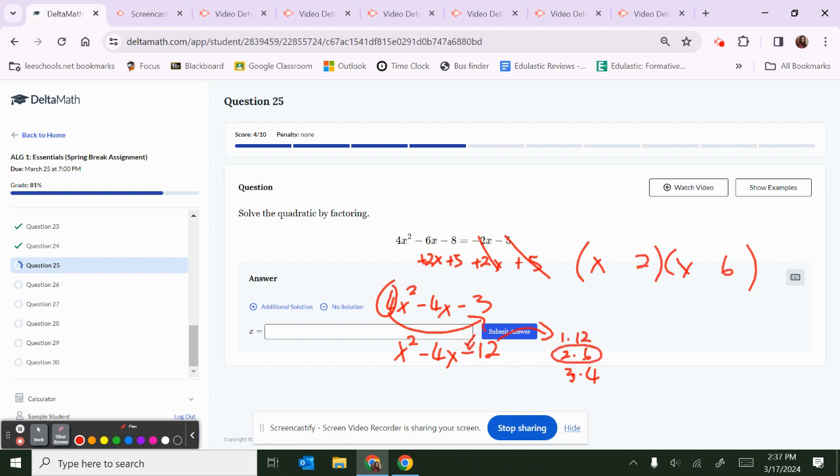Negative right here means different signs, so one is positive, one is negative. Let's see which one's positive, which one's negative. If the 2 was positive and the 6 was negative, 2 minus 6 is -4. And what do we want? -4. So it can't be a +6 and a -2 because that would give me a +4. So this one would be out. So I need a +2 and a -6.